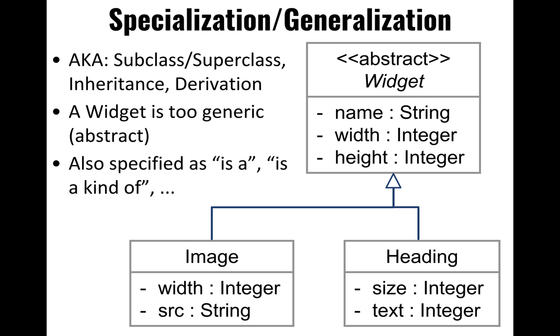So in that case, we might add a stereotype to that class as being abstract or being an interface. An interface is also another example of using a stereotype, to specify a particular role of a particular class. Make sense? Okay.